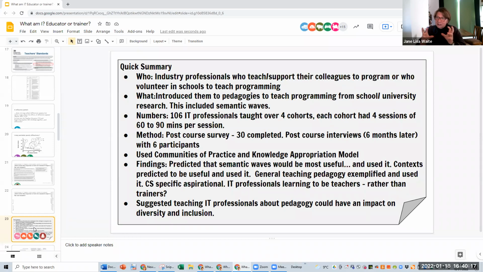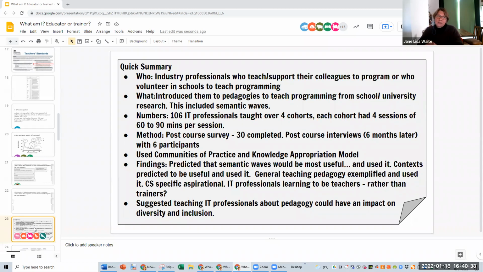So before we'd engage with them, we said, well, what kind of things do you teach, or do you train other people in? So it was very context specific to their situation. We taught 106 IT professionals over four cohorts, and each cohort had 4 sessions, 60 to 90 minutes.